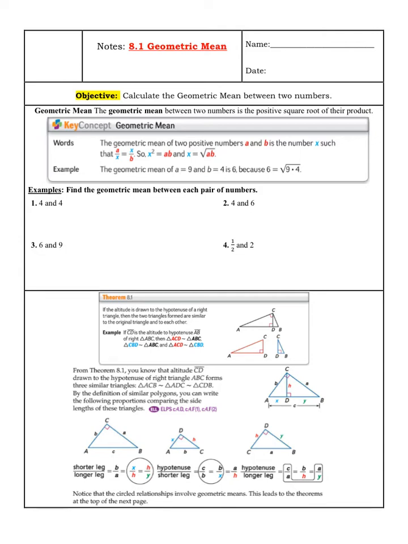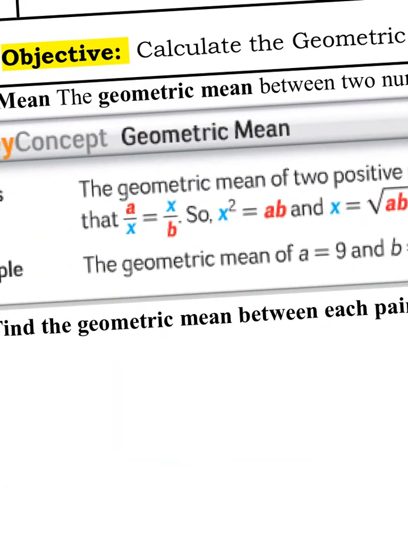Hey everyone, today I'm going to talk to you about the geometric mean. Simply put, the geometric mean is the square root of the product of two numbers, and it can be justified by this proportion here, a over x equals x over b.